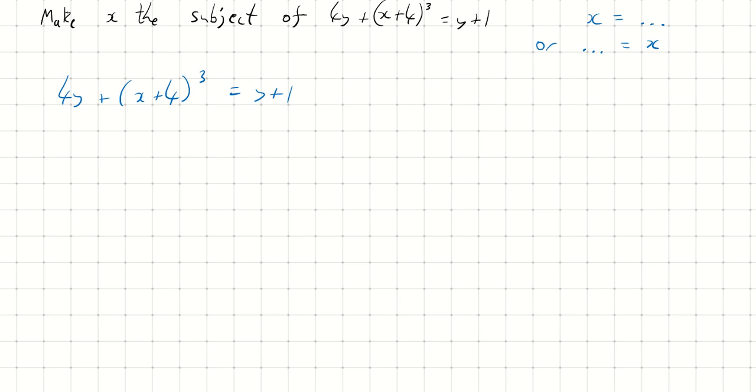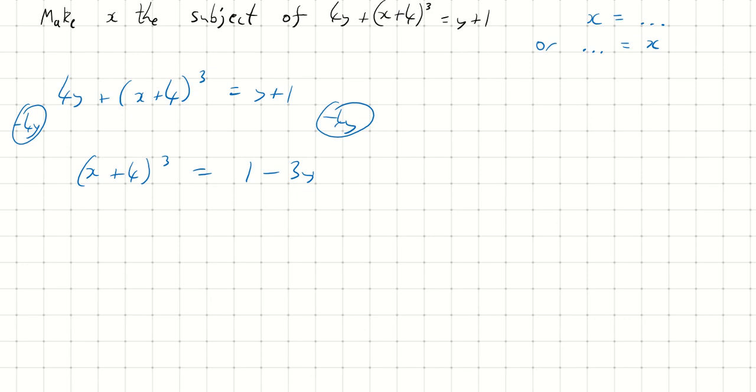So first of all, we're going to get rid of this 4y on both sides. We're going to subtract 4y from both sides, we get x plus 4 cubed equals y plus 1, take away 4y, is 1 minus 3y now. 1y take away 4y gives us 3y. Okay, now we have x plus 4 and then cubed. So we add 4 first, we cube.